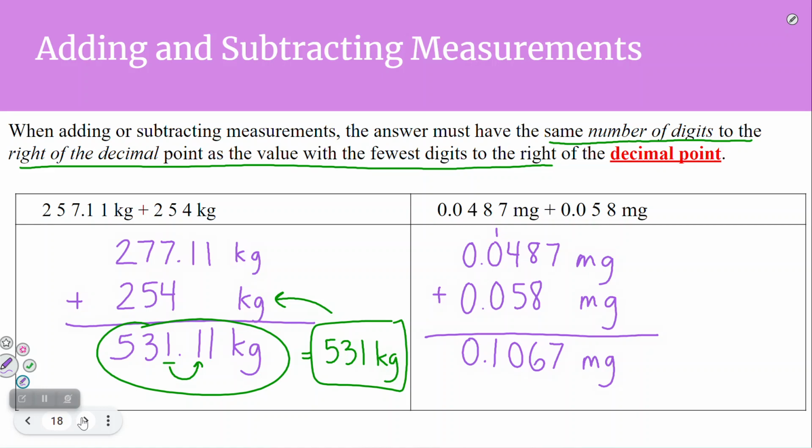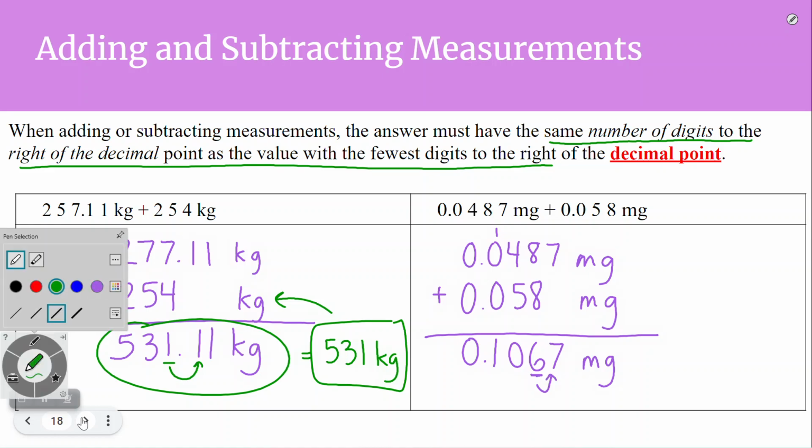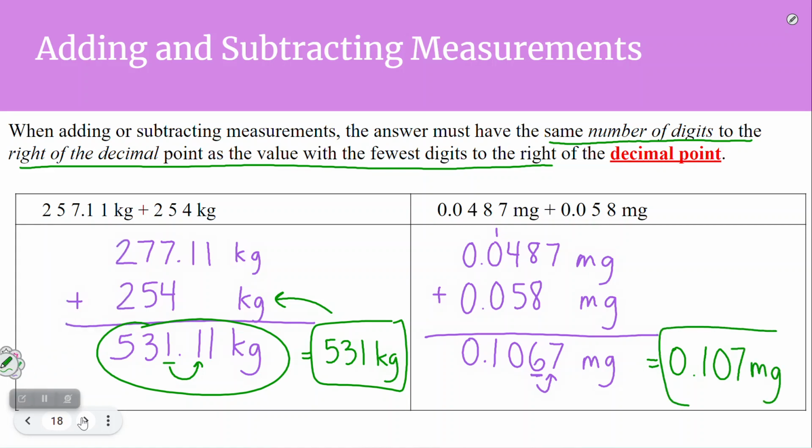So in that case, your answer has to be reported with 3 digits to the right of the decimal. So 1, 2, 3, and the neighbor is a 7. That means the 6 is going to turn into a 7. So the reported measurement for this one will be 0.107 milligrams. Thereby you have 3 digits to the right of the decimal, which matches the precision of this one, which is the least precise between the two. Okay, let's move on.